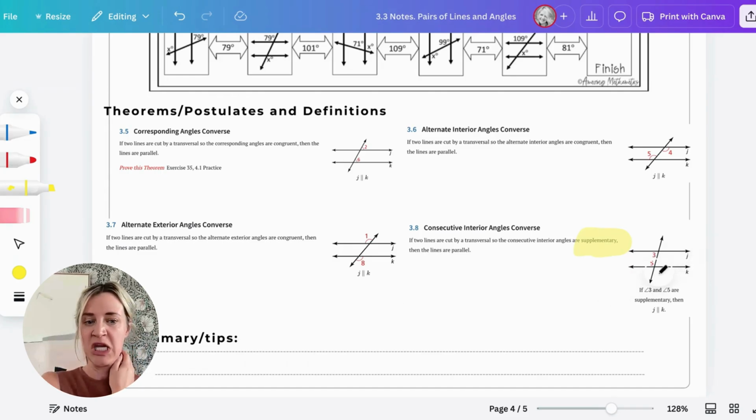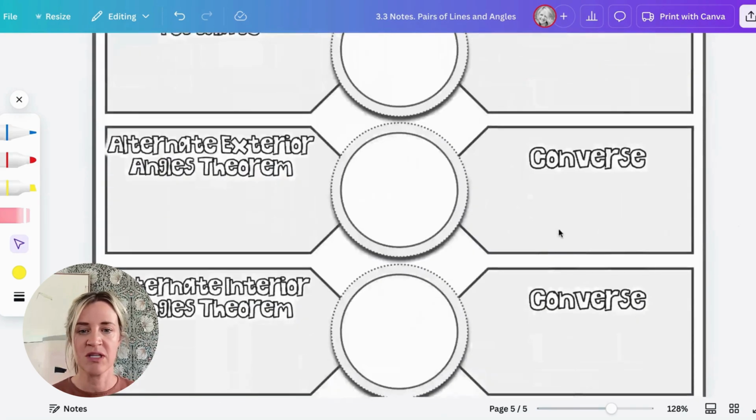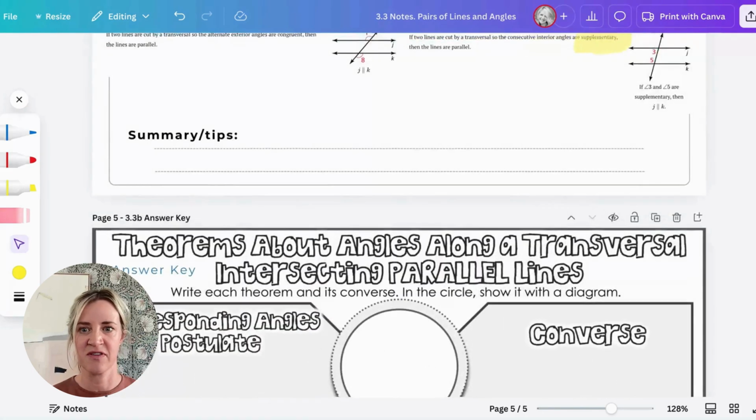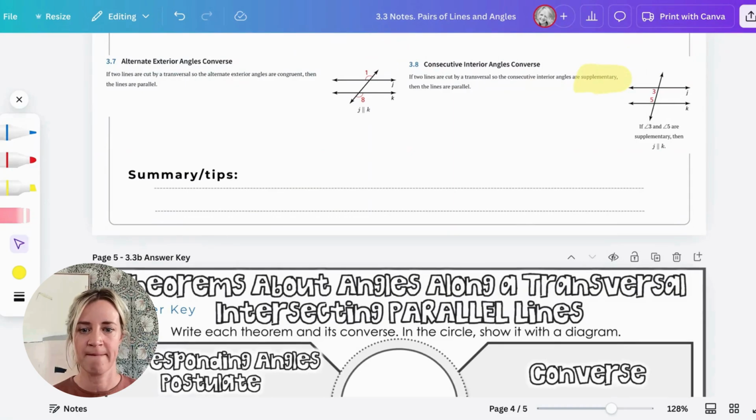Again, angle 3 is acute, angle 5 is obtuse. Together, they add up to create a straight line, and they are supplementary. So if angle 3 and angle 5 in this case are supplementary, add to equal 180, then the lines are going to be parallel. So feel free to print this out, keep it. You don't have to memorize these, but they will come up, so it's important to know them. And you're going to do a little bit of doodle notes in live class, fun stuff. So again, if you want to print and find some colors, you can use those for some doodle notes.